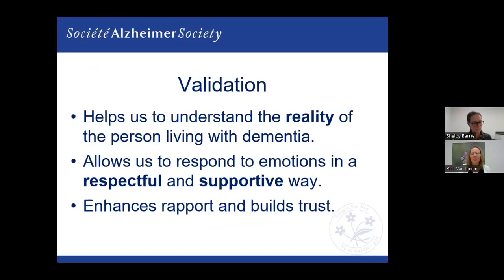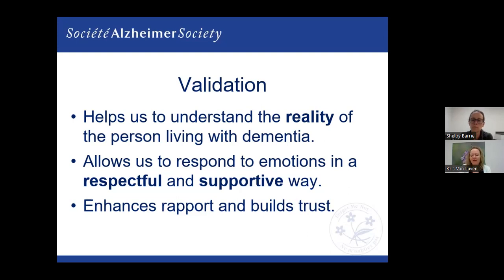Validation is really an important part of positive communication. So when a person has memory loss and loss of insight and awareness due to the changes in the brain caused by dementia, it's important to recognize that the person might experience a reality that's different than our own, or different than our here and now reality. Validation requires that we step into that person's reality to see the situation from their perspective, even though it might not correspond with how we're seeing the situation.